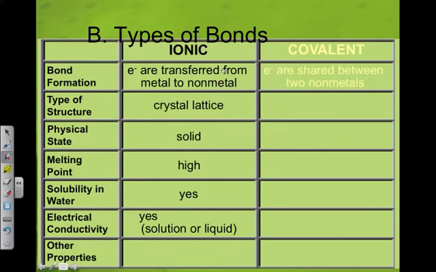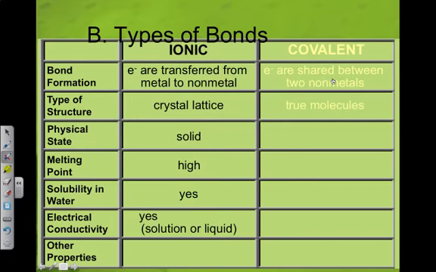Alright, so covalent. The electrons are shared between two nonmetals. The reason that it happens between two nonmetals is because their configurations only allow them to share electrons, not to give them up or take them. So that's when your electrons are shared.